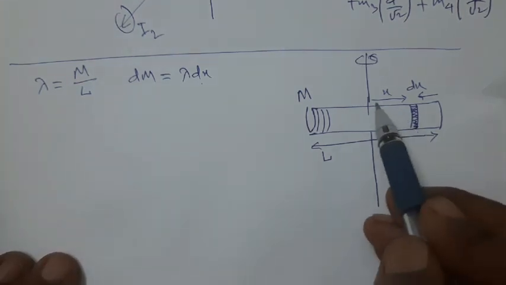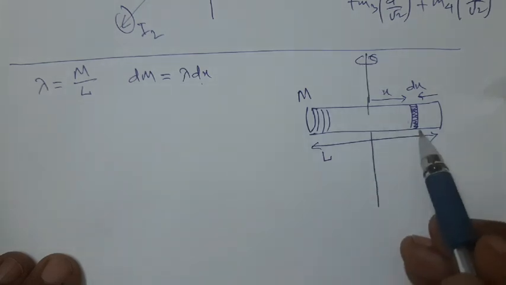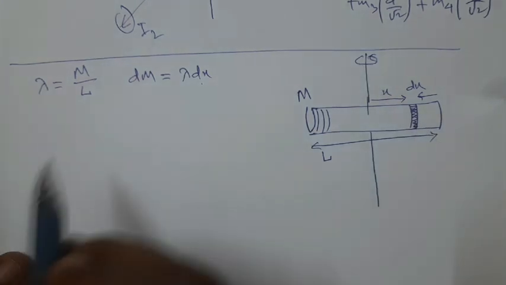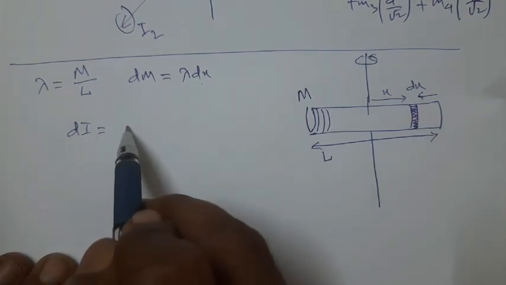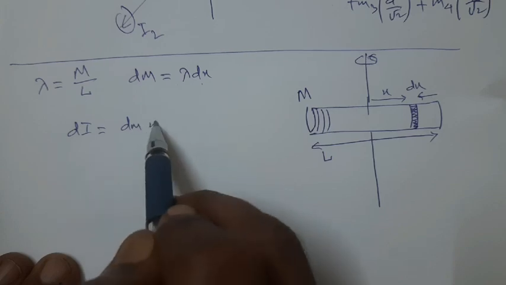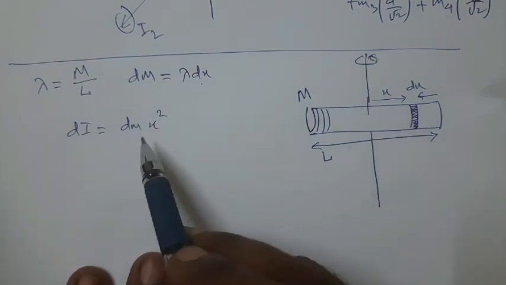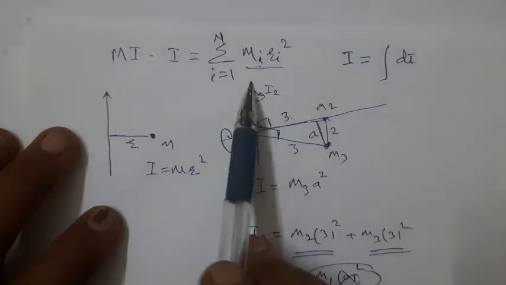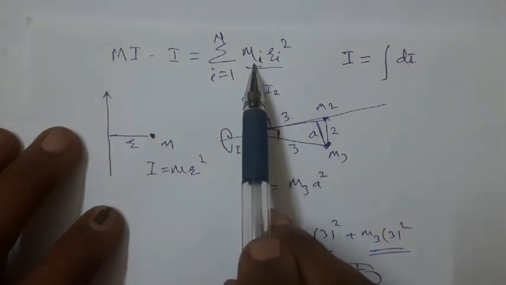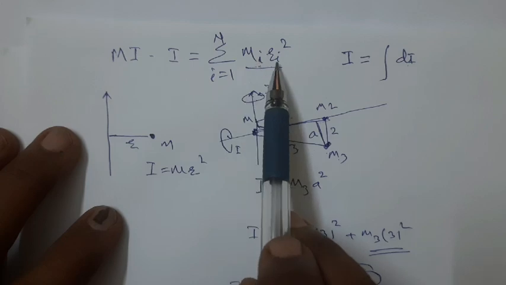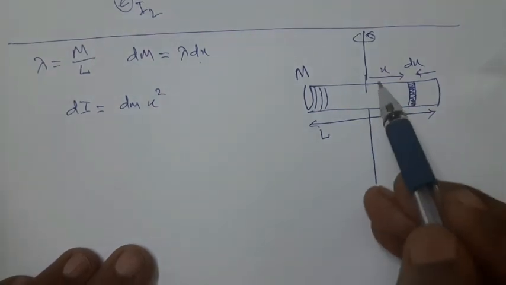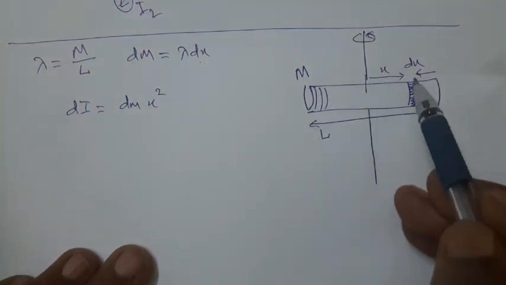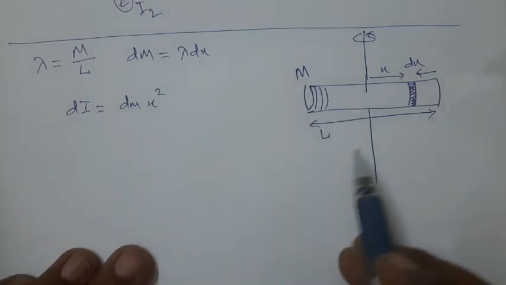And now that is at a distance x from the axis of rotation. Therefore, the moment of inertia of this element, di, is equal to dm into x square, because x is the distance. By using the basic definition, the moment of inertia of a single particle is mass into the square of the distance from the axis of rotation. This element is rotating about the axis of rotation with radius x and its mass is dm, therefore it is dm into x square.